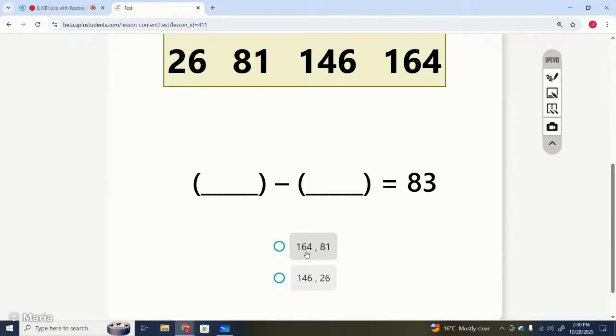Which two numbers have the difference 83? Which is the correct option? So which two numbers have the difference 83? Option number 1 is the correct option. That is 164 and 81.